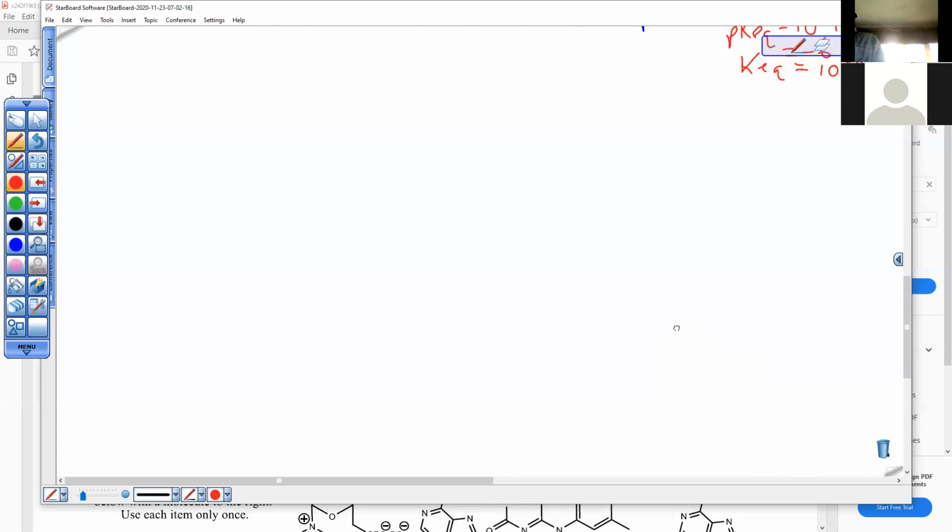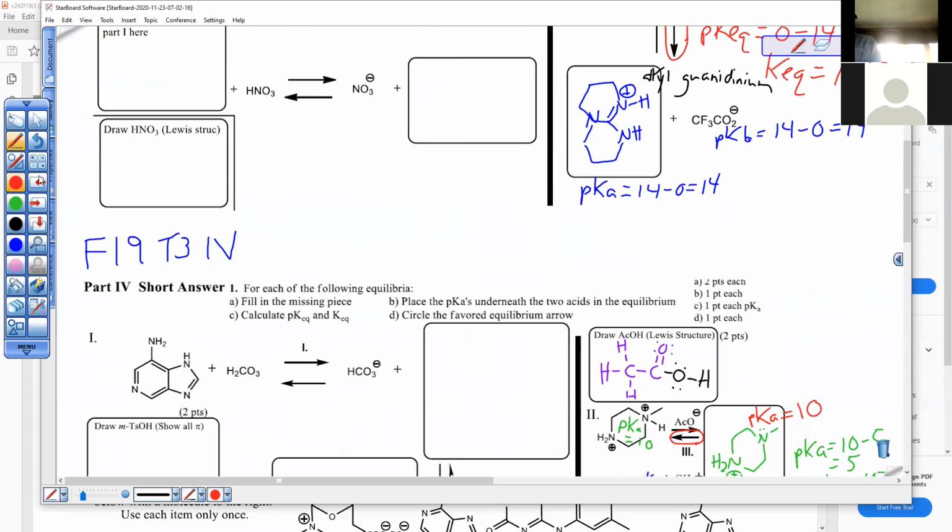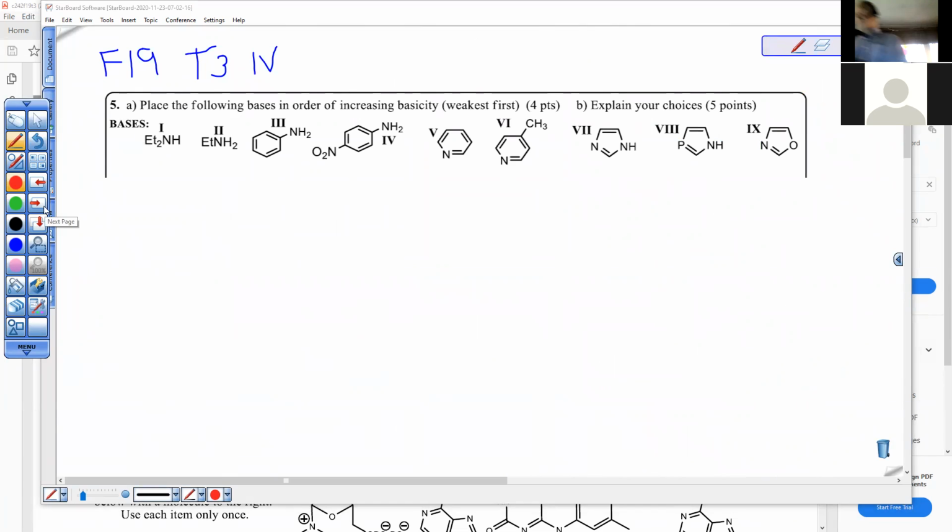And is there anything else on this page? No, it's a pretty full page. And moving on. Since we're on the acid-base theme here, remember yours will be just a little shorter than this. I think you're doing 7 molecules instead of 9. You'll definitely be comparing some alkylamines.